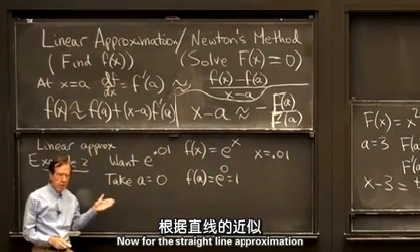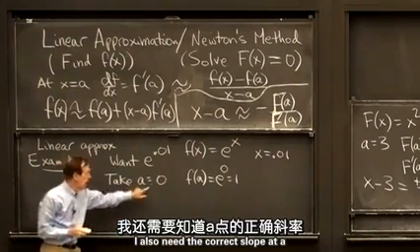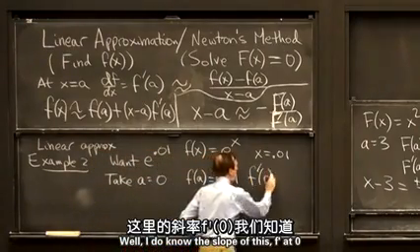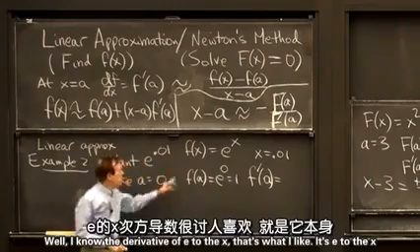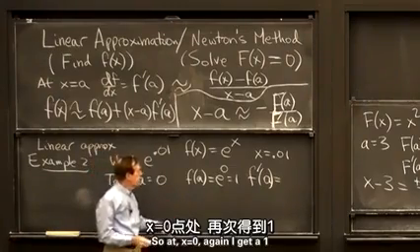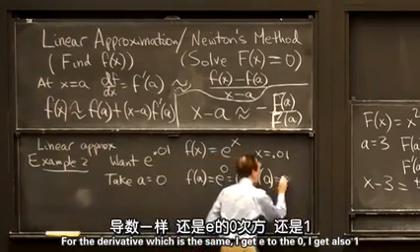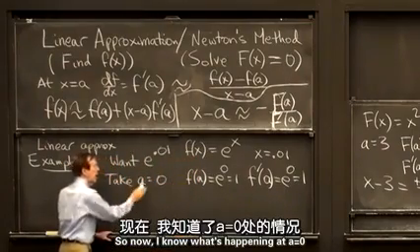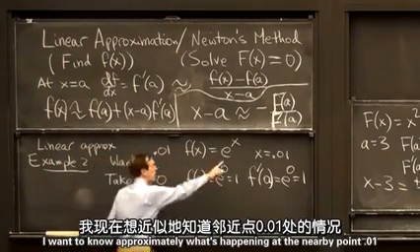Now for the straight line approximation, I also need the correct slope at a. Well, I do know the slope of this. F prime at 0, that's my a. Well, I know the derivative of e to the x. That's one thing I like. It's e to the x. So at x equals 0, again I get a 1. For the derivative, which is the same, I get e to the 0, I get also a 1. So now I know what's happening at a equals 0. I want to know approximately what's happening at the nearby point, 0.01.